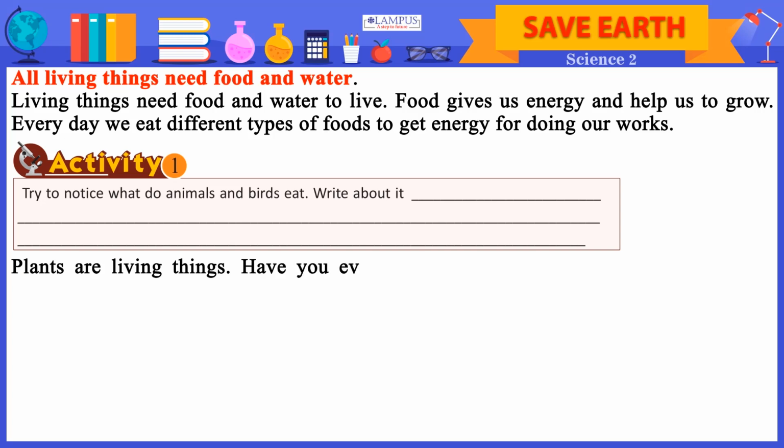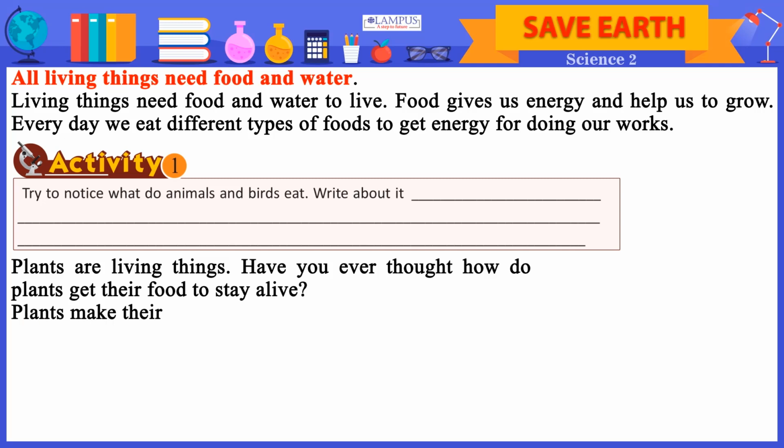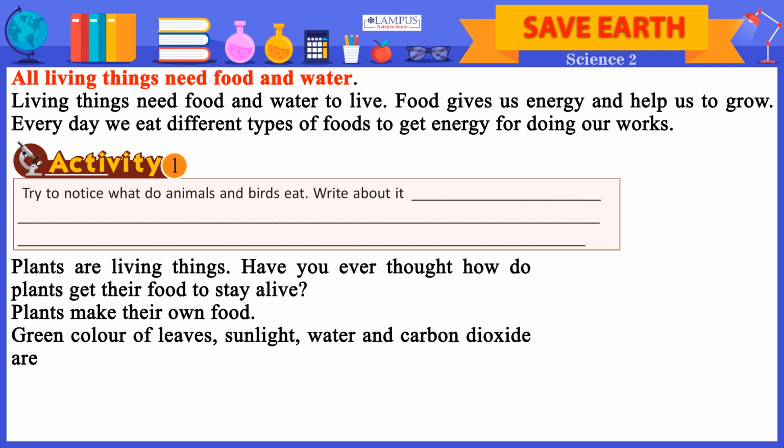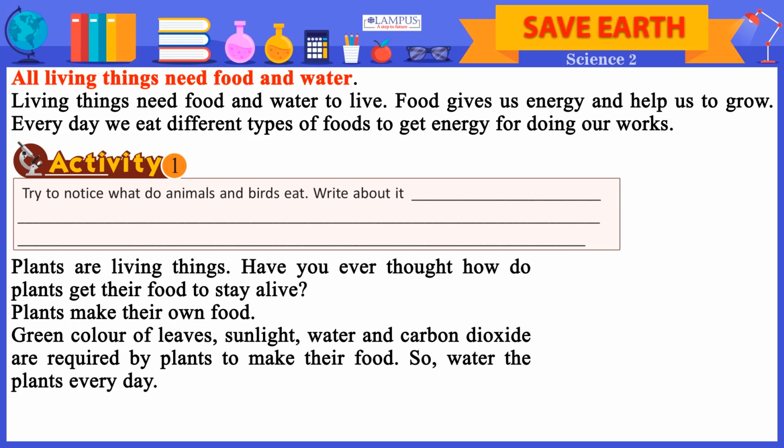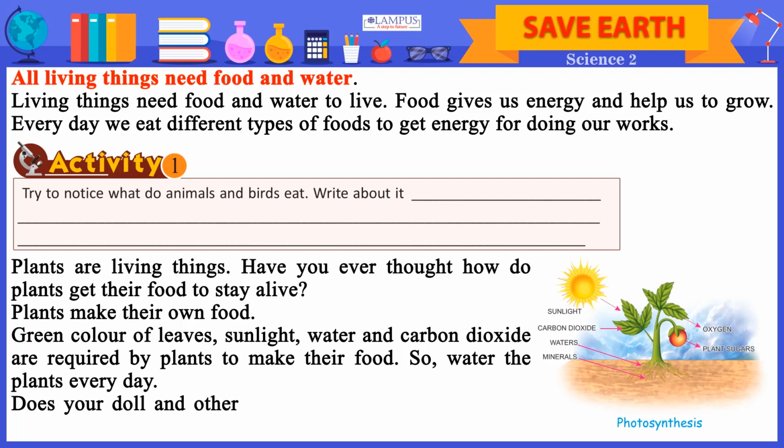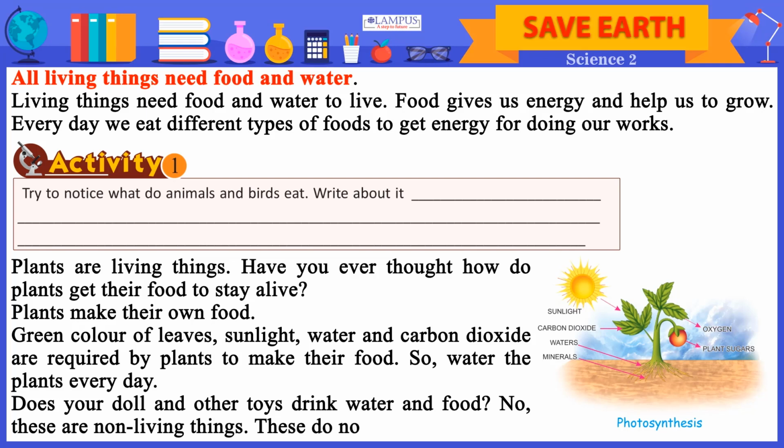Have you ever thought how plants get their food to stay alive? Plants make their own food. Green color of leaves, sunlight, water and carbon dioxide are required by plants to make their food. So, water the plants every day. Photosynthesis. Do your doll and other toys drink water and food? No, these are non-living things. These do not need food or water.